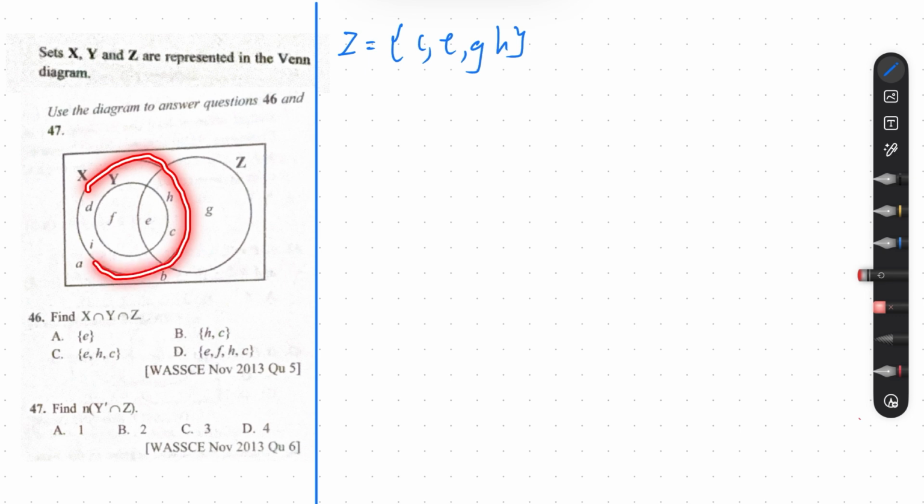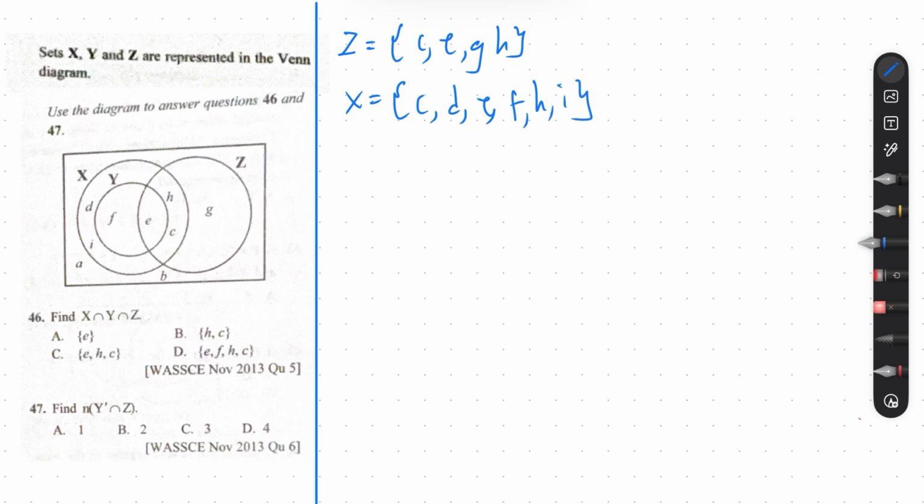This whole set is X, and this small one right here is Y. Everything in here is X, so that will be D, I, F, E, H, C. Okay, so let's write X. So we have X is the set. Let's start from C, D, E, F, H, I. Okay, so that is the X.